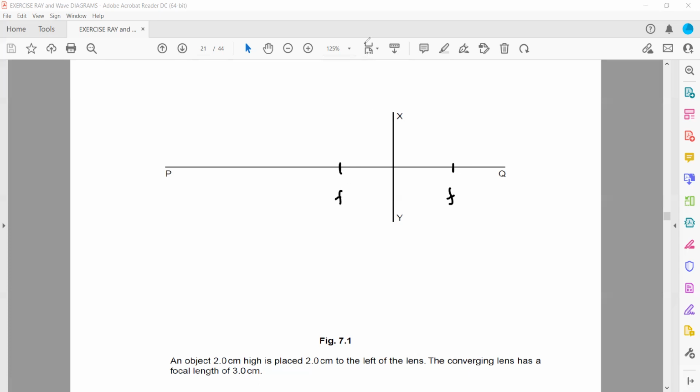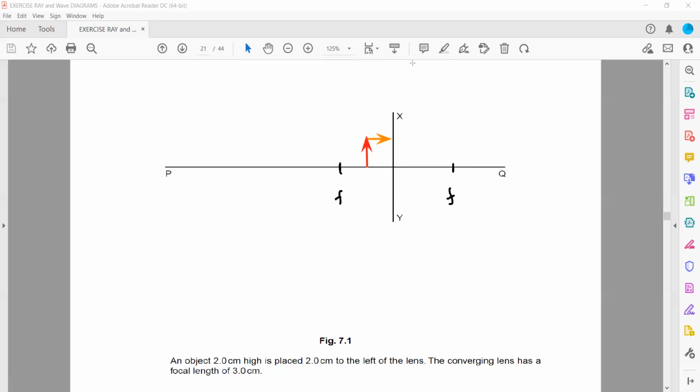An object is placed, as they mentioned, on the left, 2 centimeters from the lens. So this is the position of the object. We have to draw an image. So how to draw an image formed by a convex lens? It will be an inverted, magnified image, because the object is between the focus and the lens.